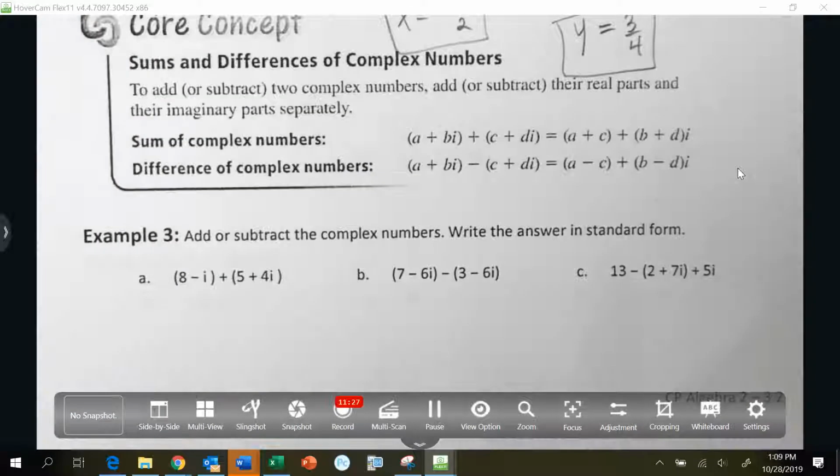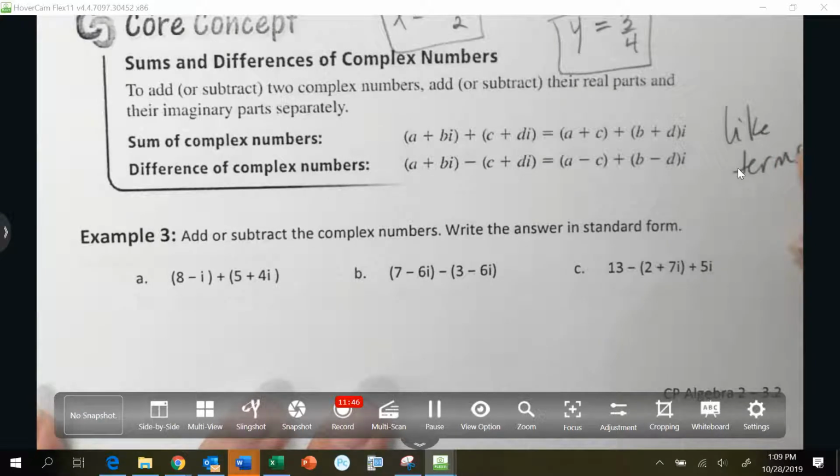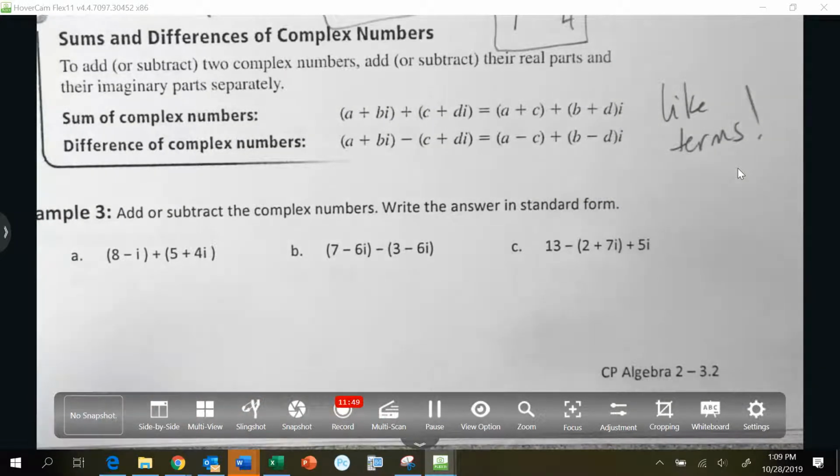All right, next, sum and difference of complex numbers. If we're going to add or subtract complex numbers, you can only add real stuff with real stuff. You can only add imaginary stuff with imaginary stuff. Think about like terms here. The real stays with the real.